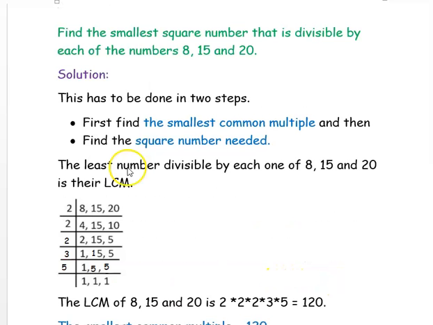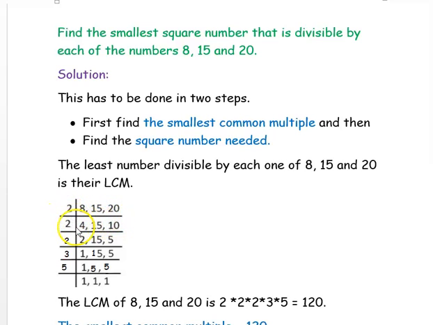Find the smallest square number that is divisible by each of the numbers 8, 15 and 20. So again, like our previous question, we have to do this question in 2 steps. First we have to find the smallest common multiple, then we want to find the square number needed. The least number which is divisible by 8, 15 and 20 can be found by using LCM. So now I am going to take the LCM of 8, 15 and 20.